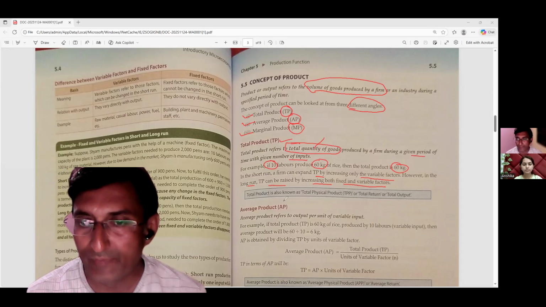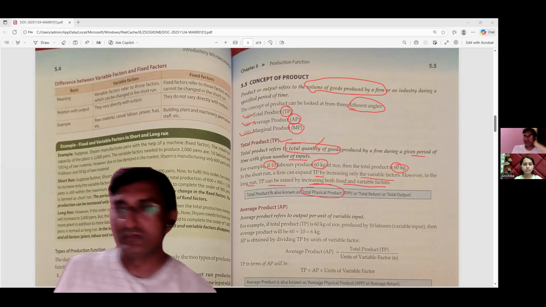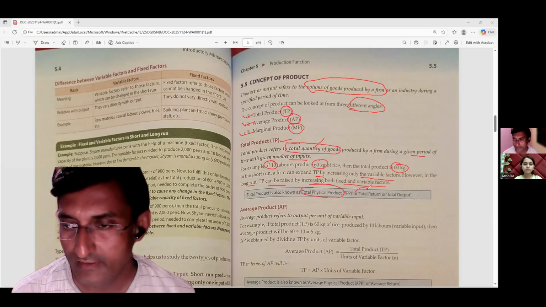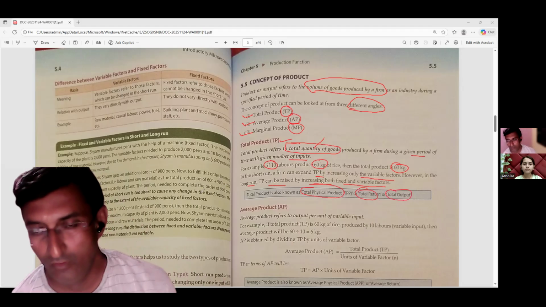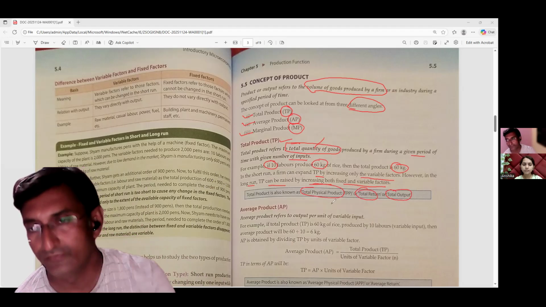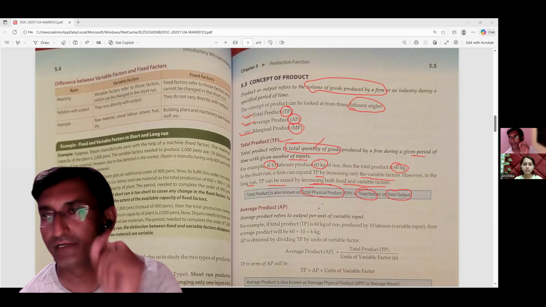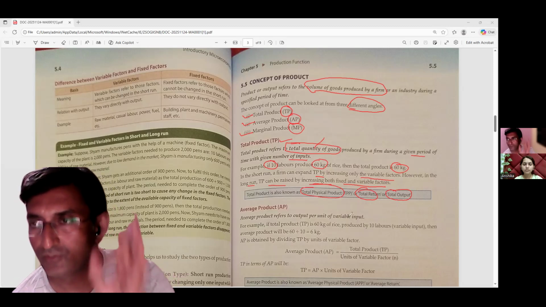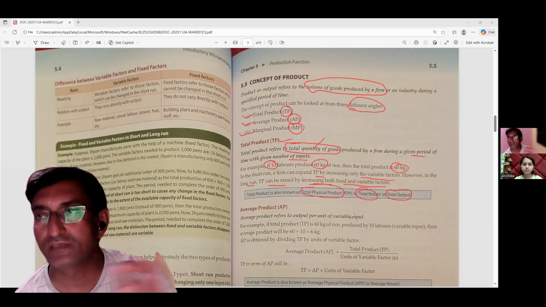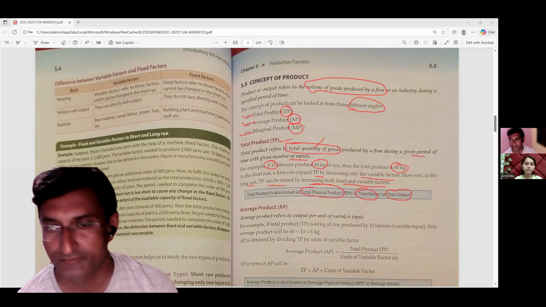TP is also known as total physical product, whatever you actually produced, the actual produced. In other terms, you can say total return, as well as total output also. So whatever, basically total product refers to counting the total quantity of goods which is produced by the firm within a specific period with the specific inputs, that is called total product. That's it. Nothing is difficult, nothing is different.